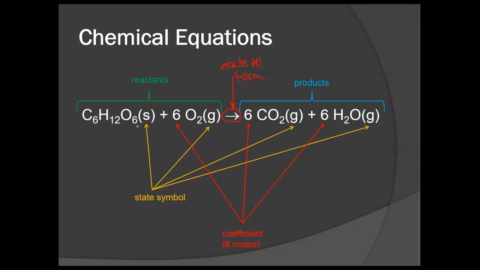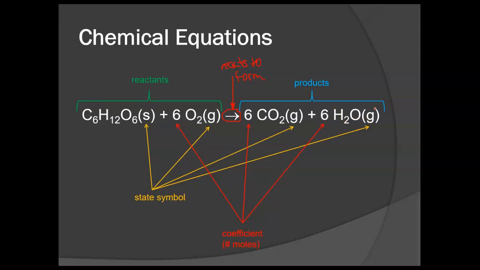So this reaction, if you don't recognize it, is glucose and oxygen reacting to form carbon dioxide and water. This is the process of cellular respiration. And so we would read this as 1 glucose and 6 oxygens react to form or produce 6 carbon dioxides and 6 waters.